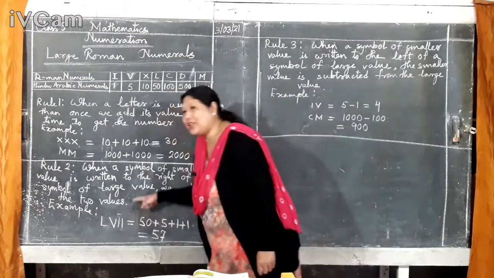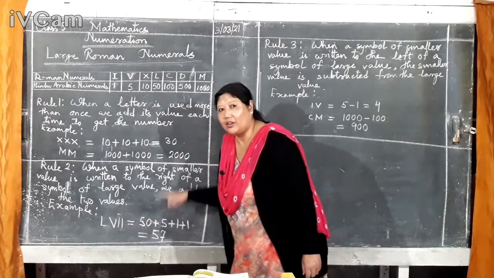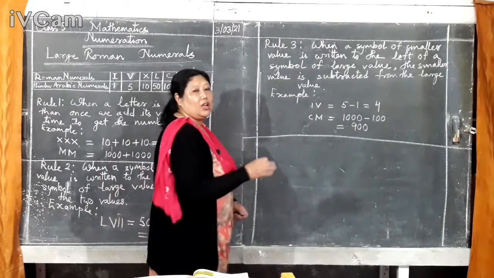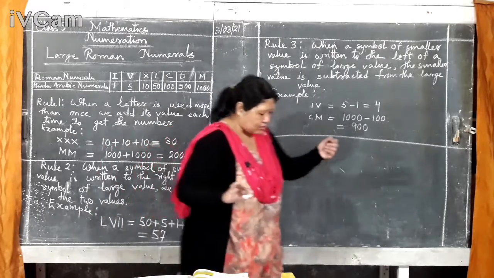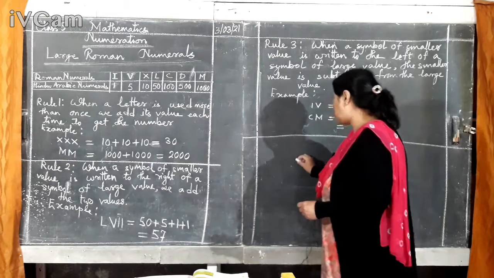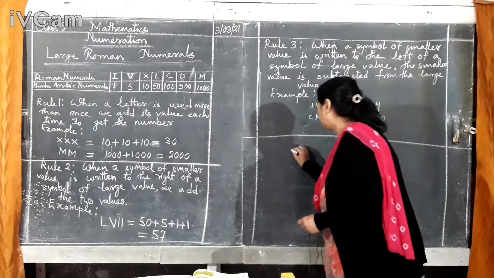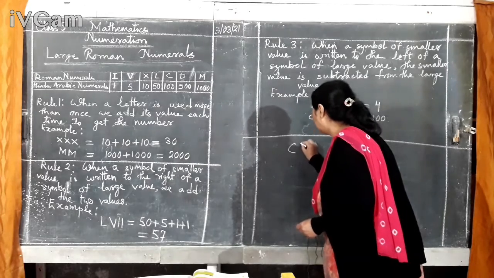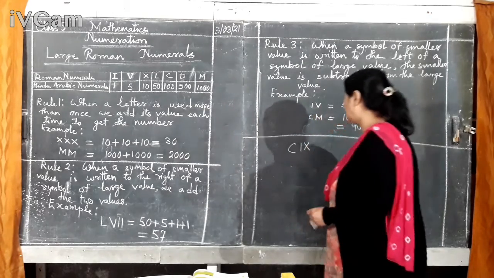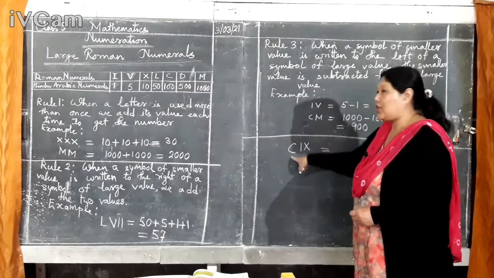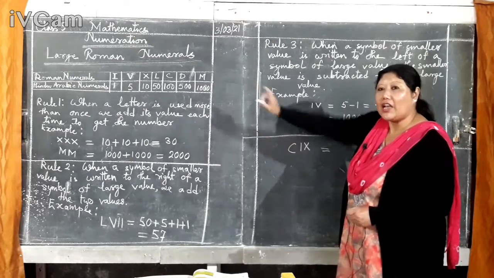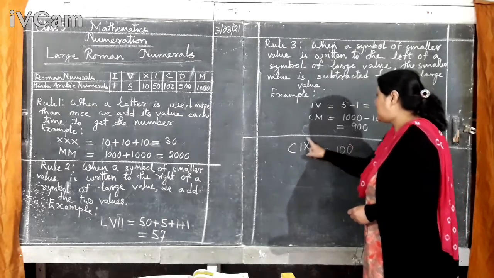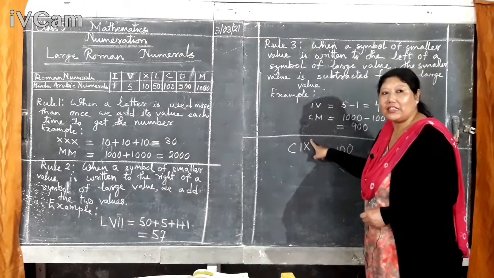This symbol means 57. Like if you have to write, if I wrote here, C, what is C out there? It is 100. So this is 100, and this is what? This is 9.